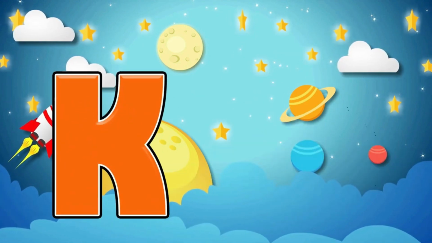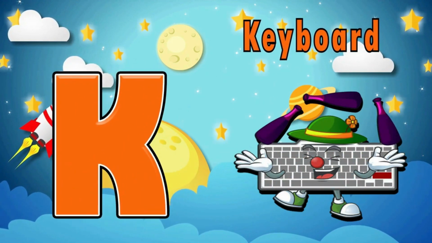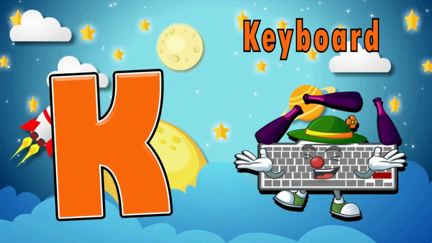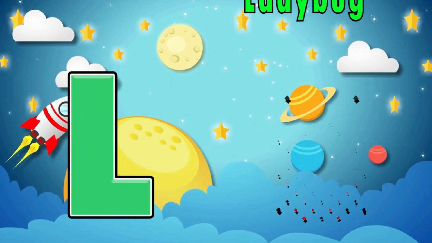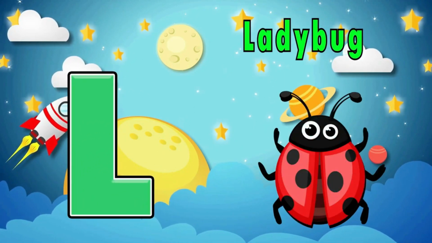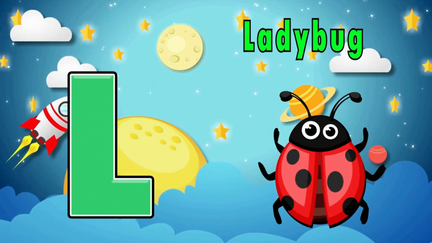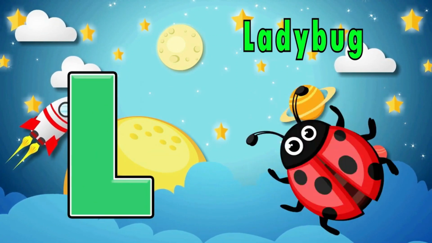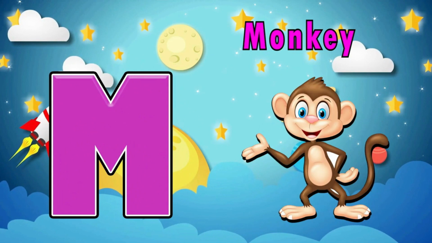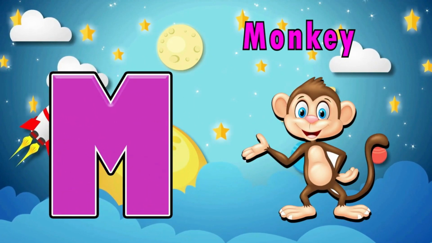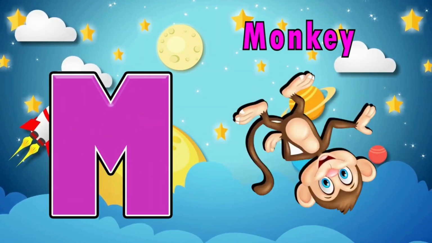K is for keyboard. Keyboard. K, keyboard. L is for ladybug. Ladybug. L, ladybug. M is for monkey. M, monkey.